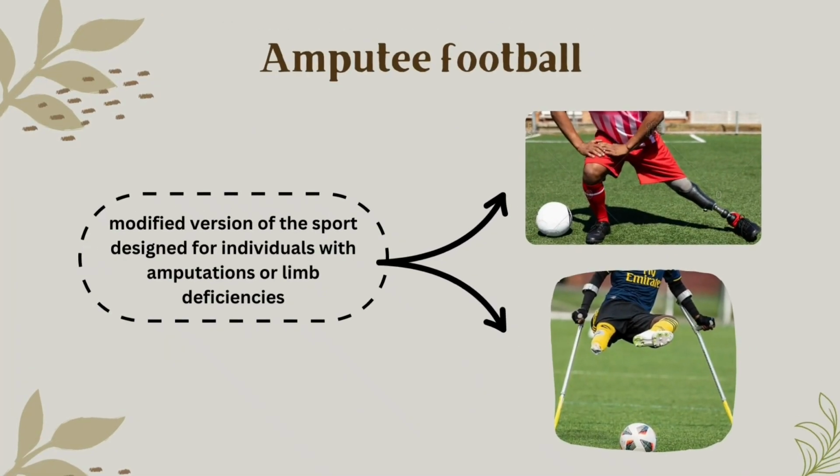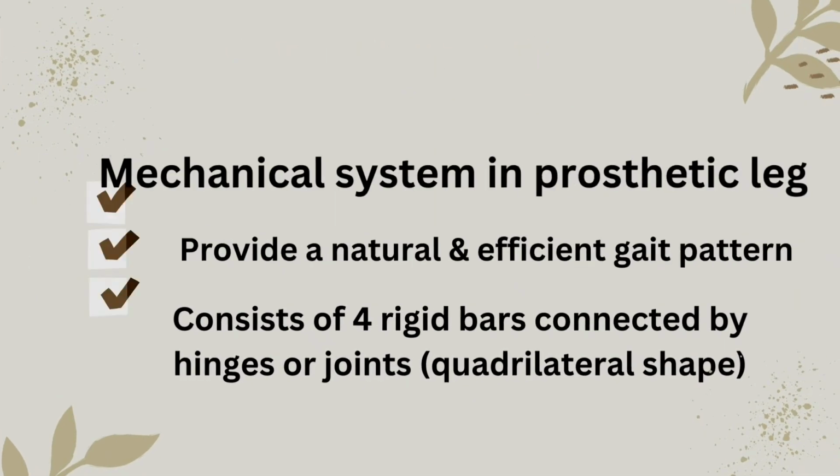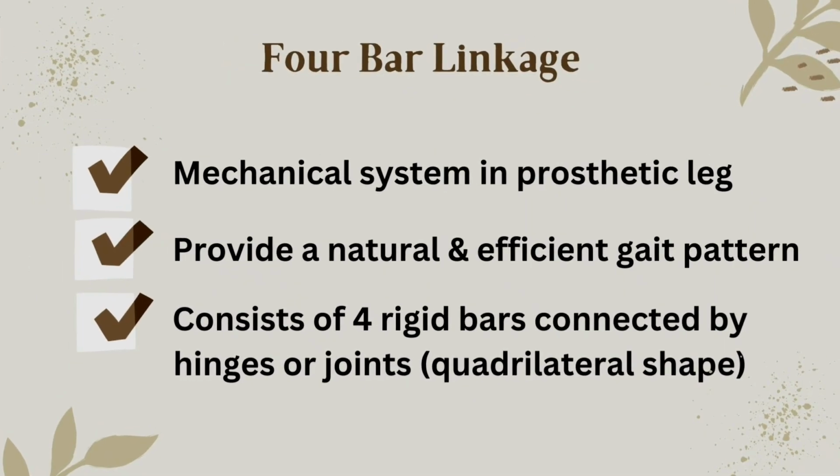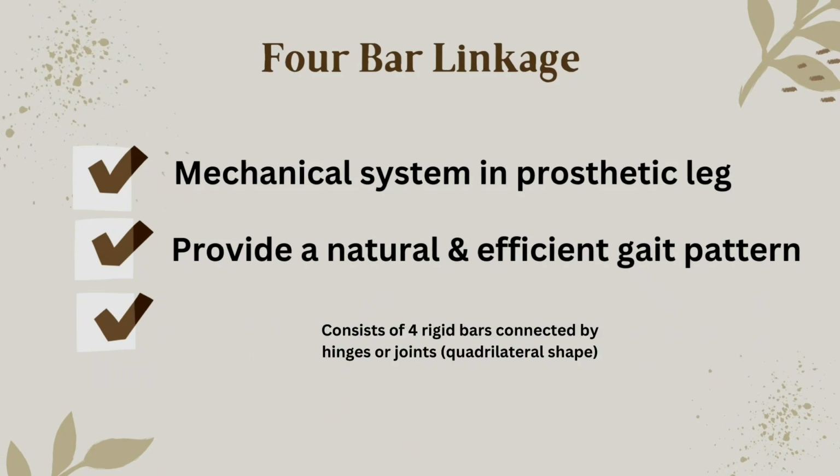Moving on to the last part, amputee football, which is the modified version of the sport designed for individuals with amputations or limb deficiencies. Can be divided into two parts: using the prosthetic legs and crutches. Let's talk about 4-bar linkage. It's a mechanical system in prosthetic leg whereby it provides a natural and efficient gait pattern. The mechanism consists of 4 rigid bars connected by hinges or joints, forming a quadrilateral shape.